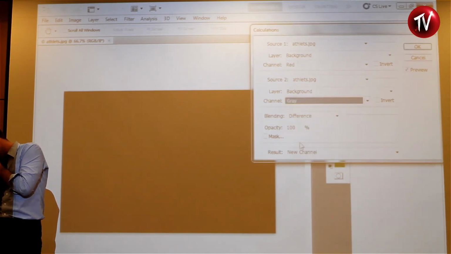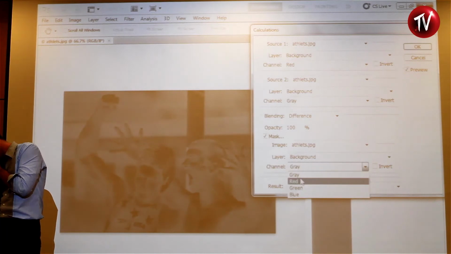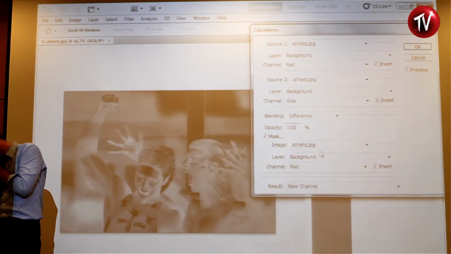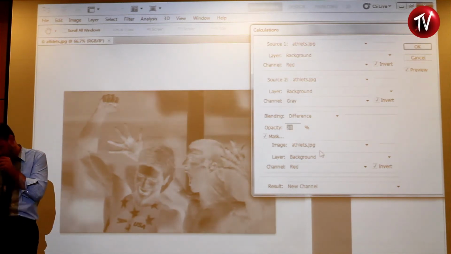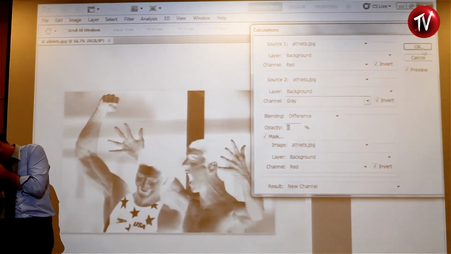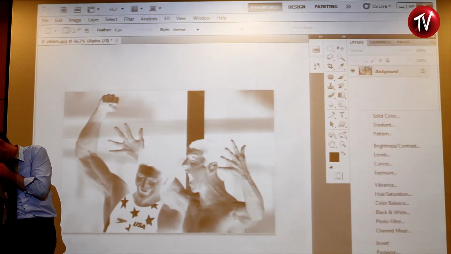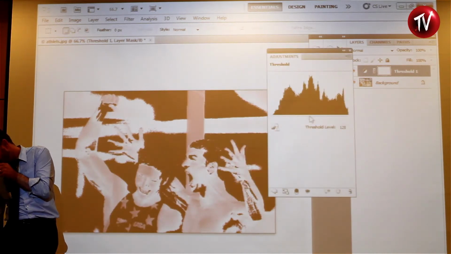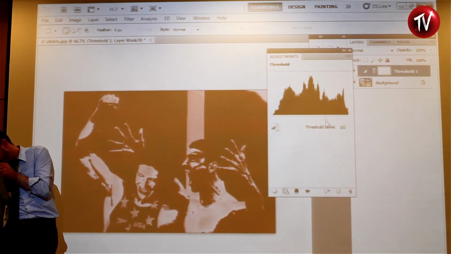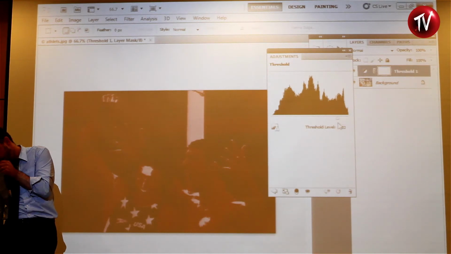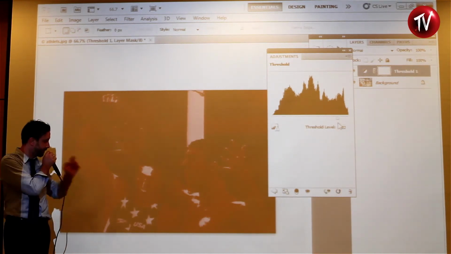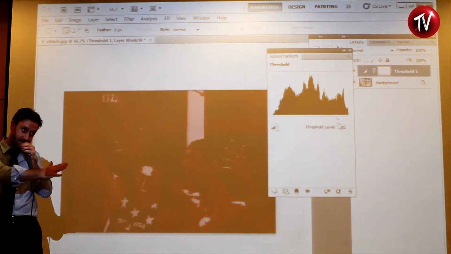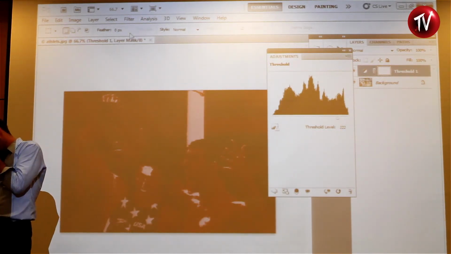Okay, so it's red over gray, masking red, invert, invert, invert. Decrease the opacity. Press OK, go to my threshold, drag this one to the right, and there you go. The guy disappeared, but the girl is still here. Different light. So you can give this screenshot, and this one will work as evidence.